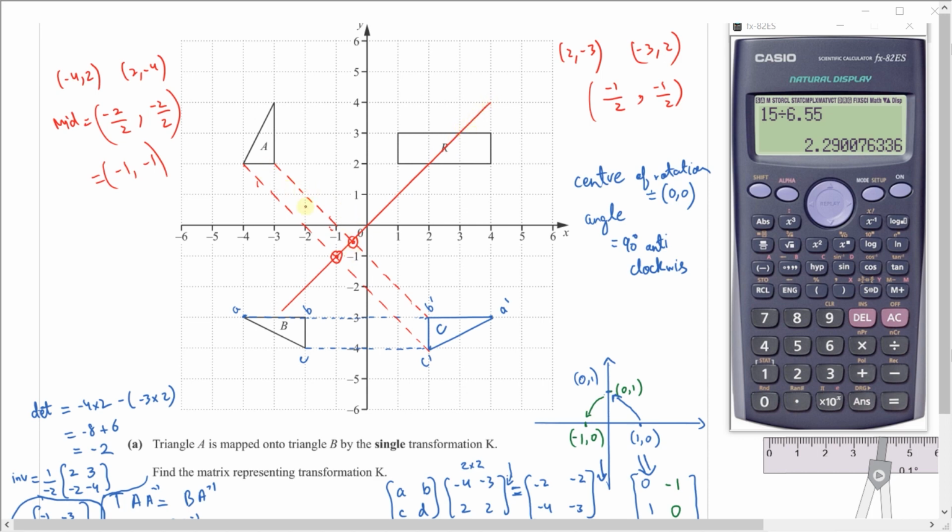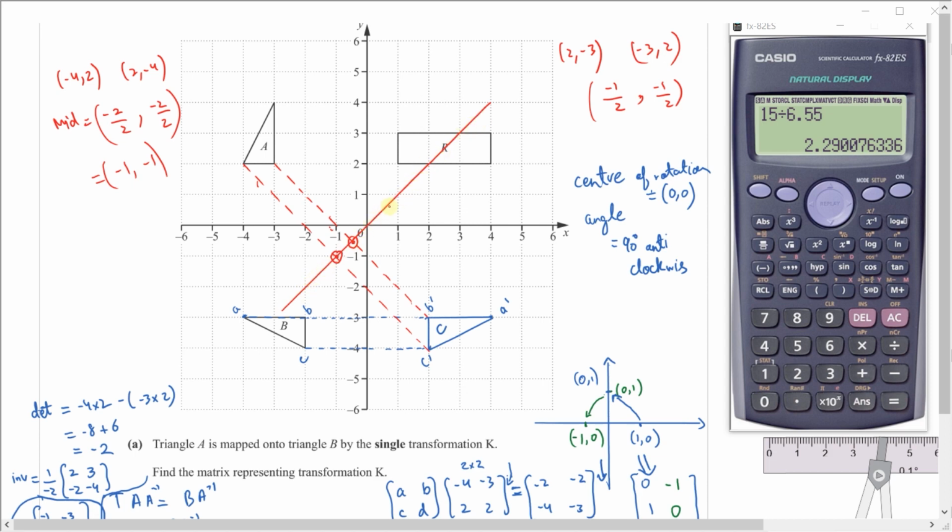So you can either find two midpoints of the lines joining the object with the image and connect them to get the line of reflection, or you can simply join one pair of points and draw the perpendicular bisector using your compass and ruler. So if you have drawn the perpendicular bisector, you would have gotten this same line.